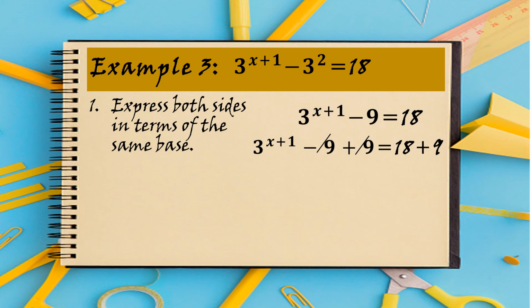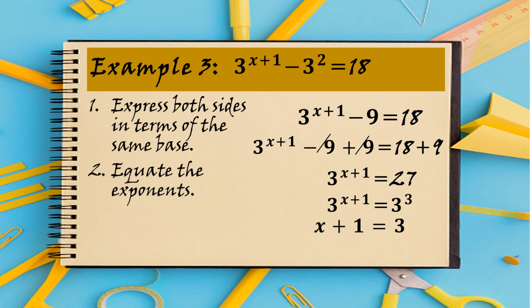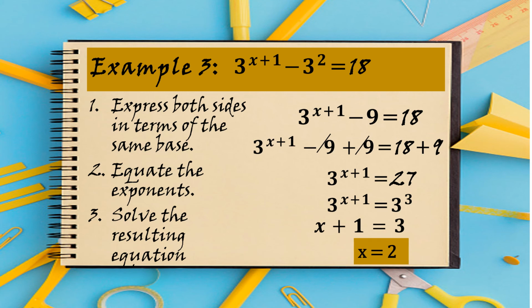From this, we can express both sides in terms of the same base. And that base will be 3. After that, we will proceed with the second step, which is to equate the exponents. Since you have the same bases, you can simply set the exponents equal. So we have x plus 1 equals 3. Then, using the addition property of equality, adding negative 1 in both sides of the equation, you have x equals 2.